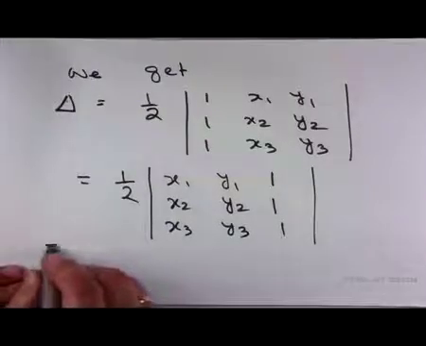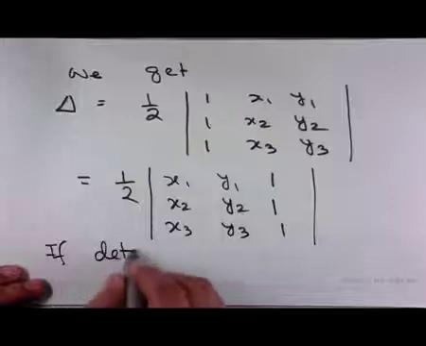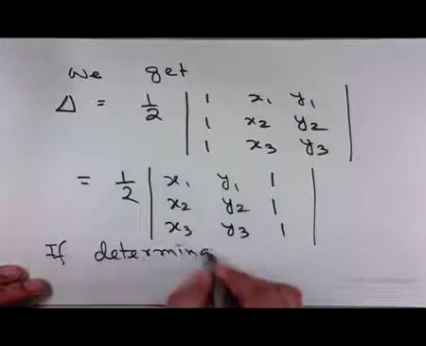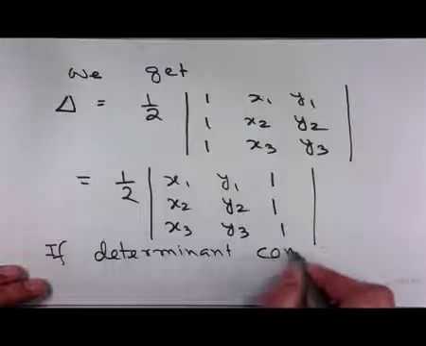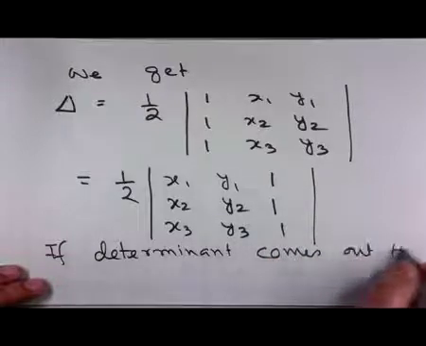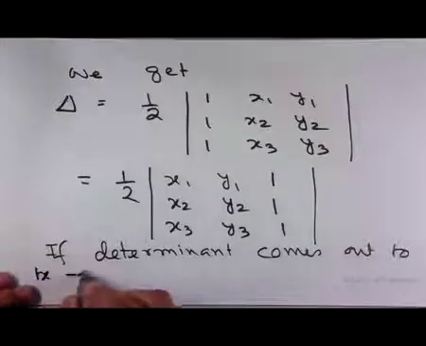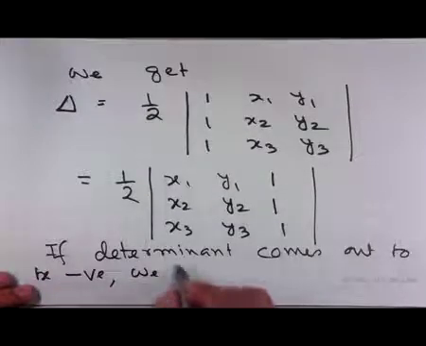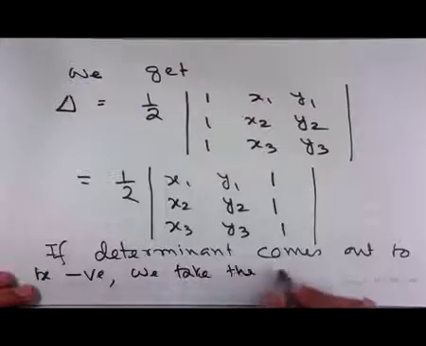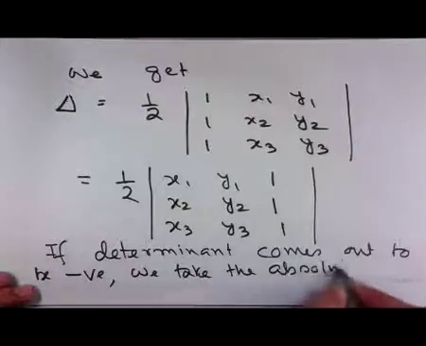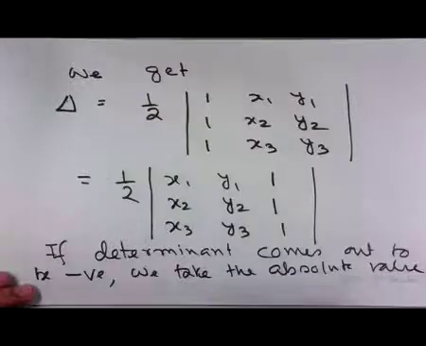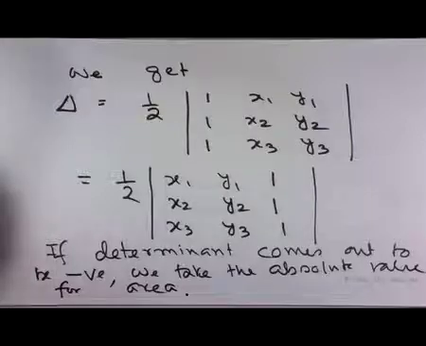If the determinant comes out to be negative, we take the absolute value for area. That is obvious, because area of a triangle cannot be negative.